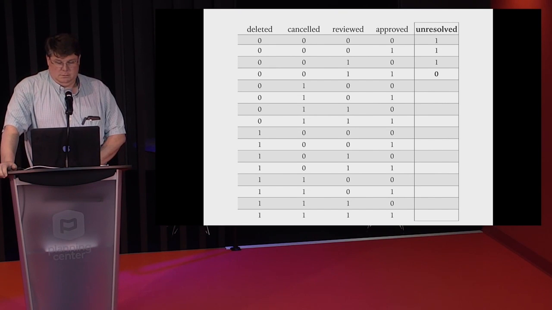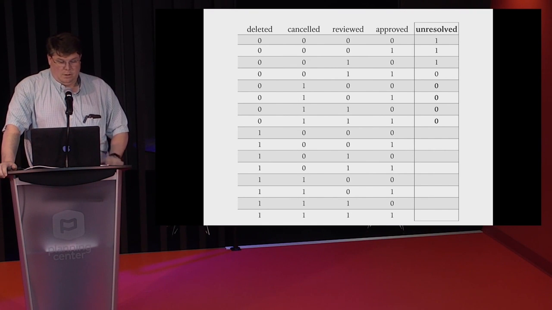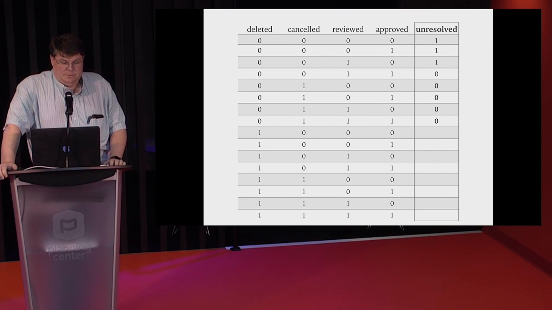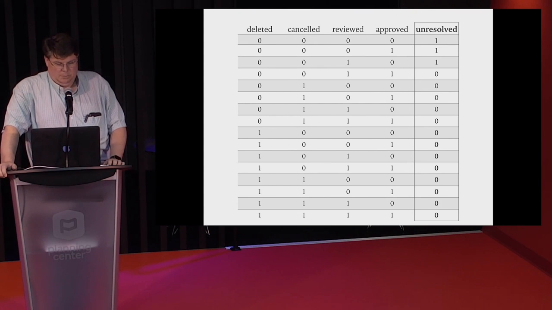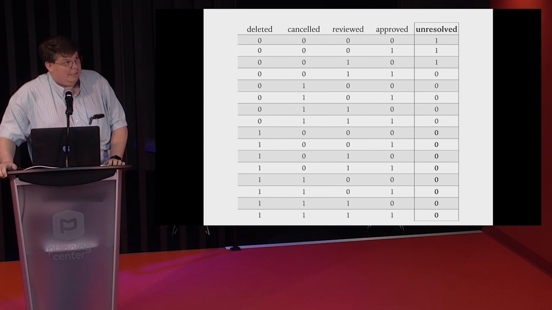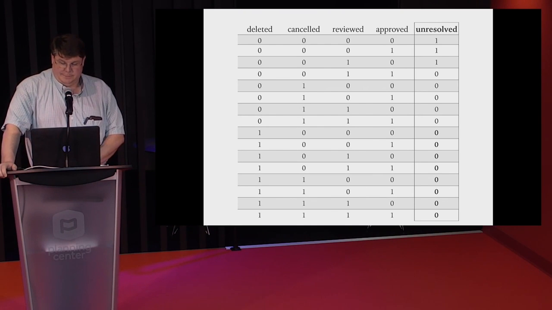Oh wait, there's 4 columns. We've only been looking at 2 of them. All right, so let's look at those deleted and canceled again. I keep forgetting about those. The next 4 are all if it's been canceled, so we know those aren't unresolved. You can't be unresolved and canceled. That doesn't make any sense. And then the next 8 are all unresolved because they've been deleted. You can't be deleted and unresolved at the same time. So that fills in our table. All right.